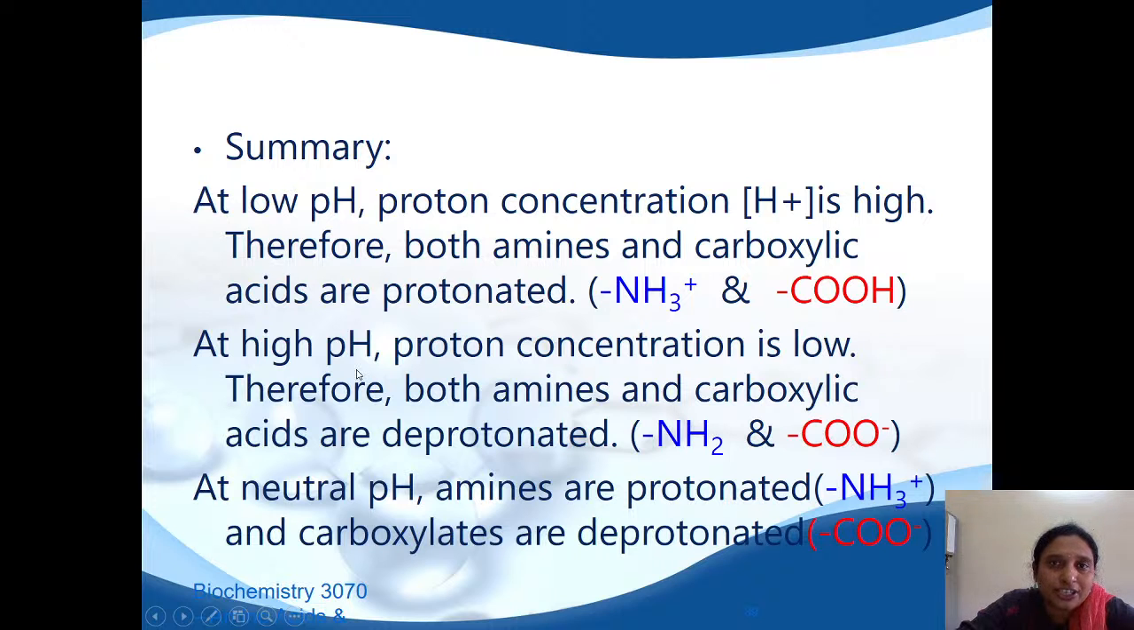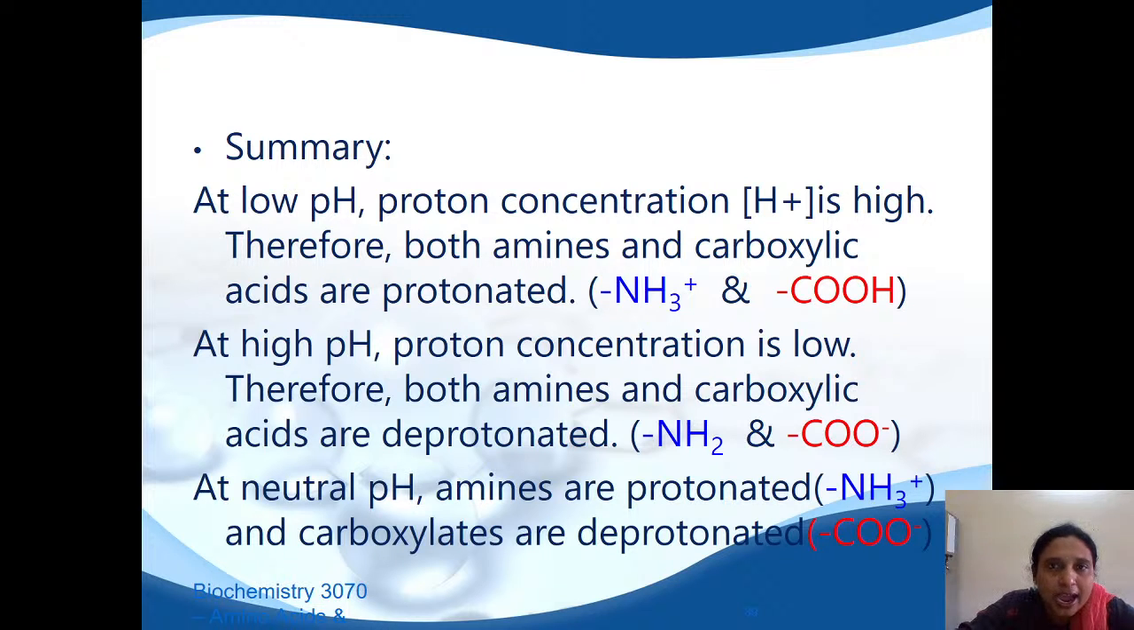At high pH, what happened? Protein concentration is low. High pH means alkaline conditions, where the bases are hydrogen proton acceptors, so there is a decreased concentration of hydrogens. Therefore, both amines and carboxyl groups of the amino acids are deprotonated. At neutral pH, amines are protonated and carboxylates are deprotonated. That is the summary of this one.